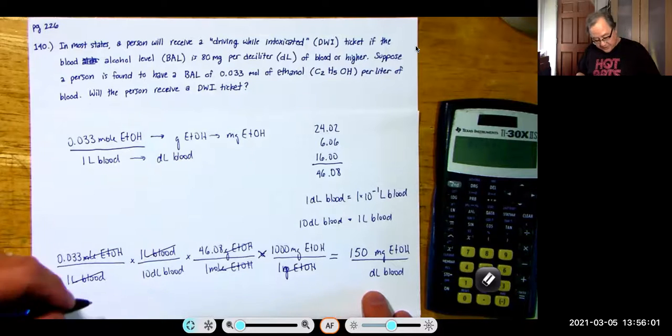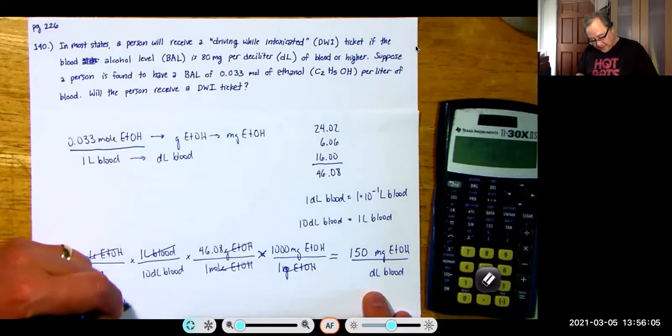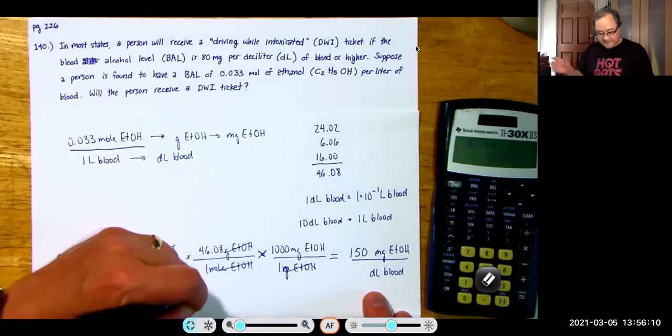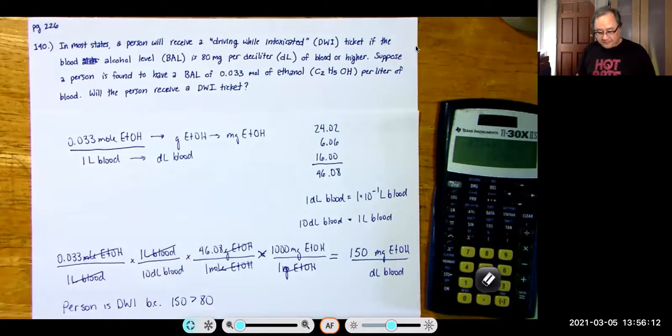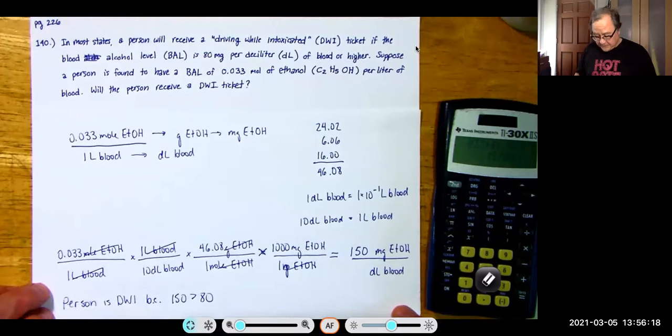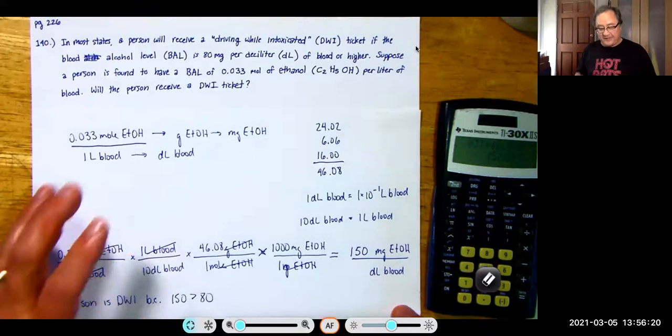Yeah, the person is DWI because 150 is greater than 80. Okay, so this person will get a DWI ticket. They'll take it to court and they'll lose. They're almost twice the DWI limit.